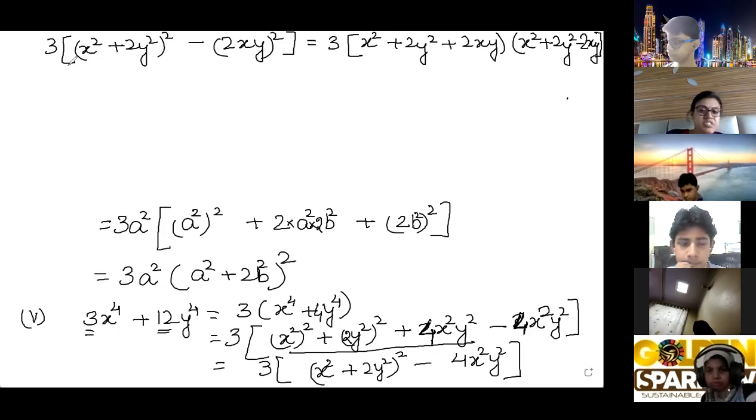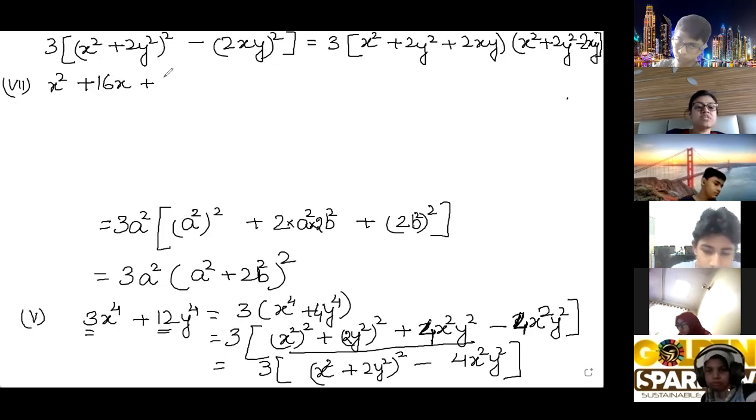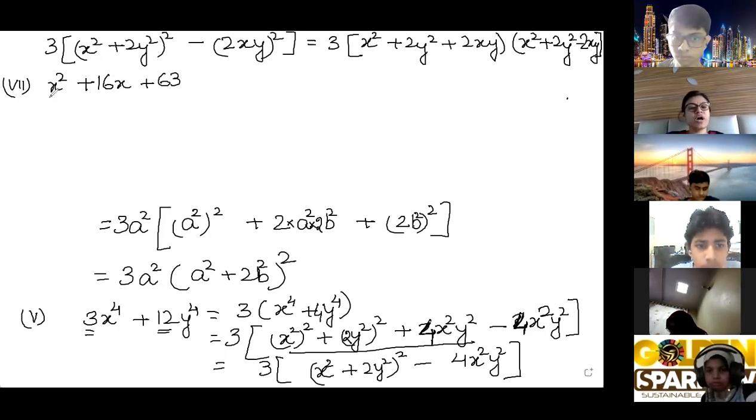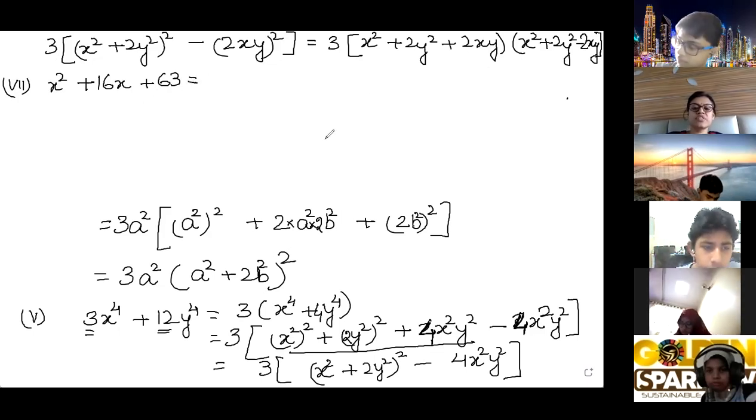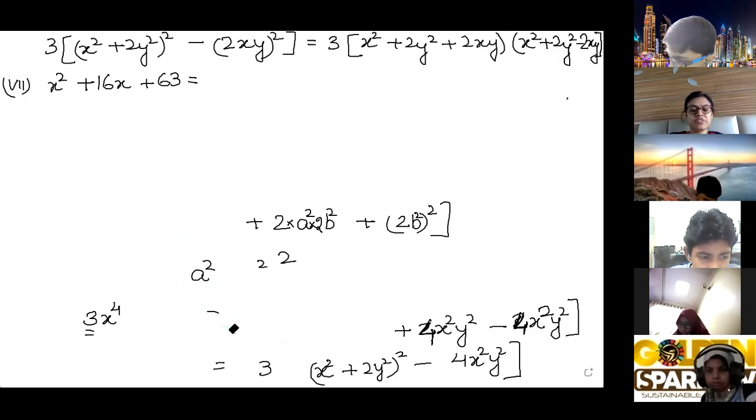Now question number 7. I'm just doing factorization, alternate questions. x square plus 16x plus 63. Now you can see this is not a perfect square, so you have to split it. Factorize 63 and split it, and give me the answer. Ahmad, you will give me the answer.